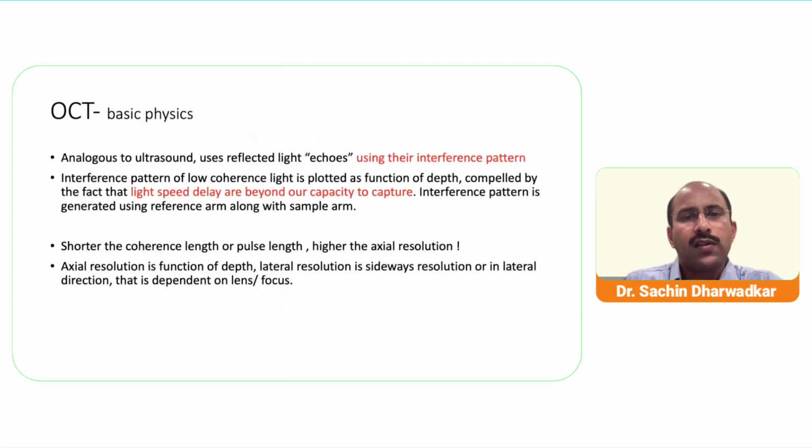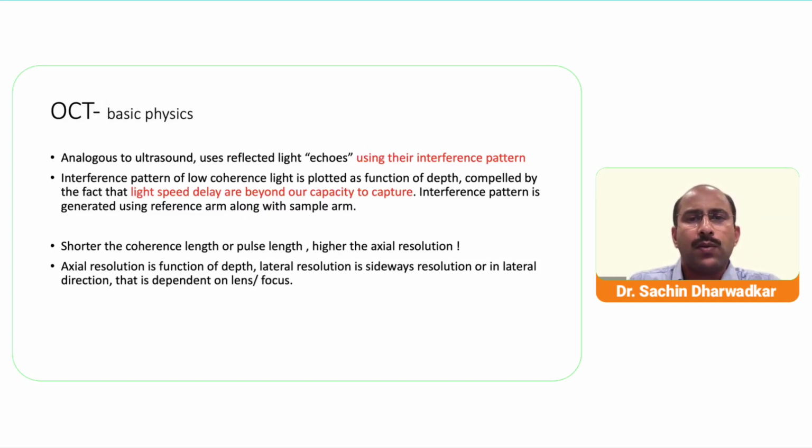Now, it is analogous to ultrasound in the way that it reflects the echoes, and then we use the interference pattern of these echoes. Why interference? Because if you just want to measure the light speed delay, it is beyond our capacity because the light travels very fast. So what we do is we use interference with a reference arm and a sample arm. And the interference pattern thus generated is used for actual construction of the image.